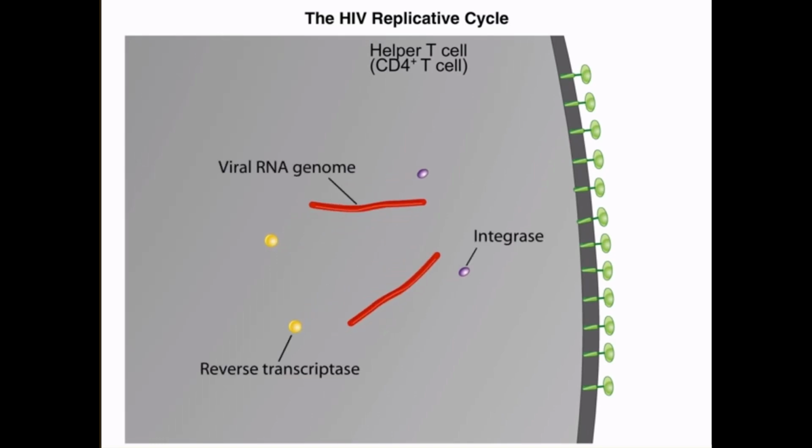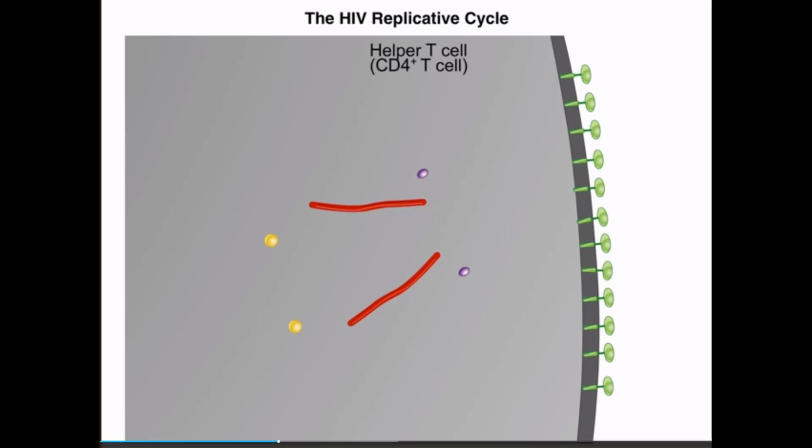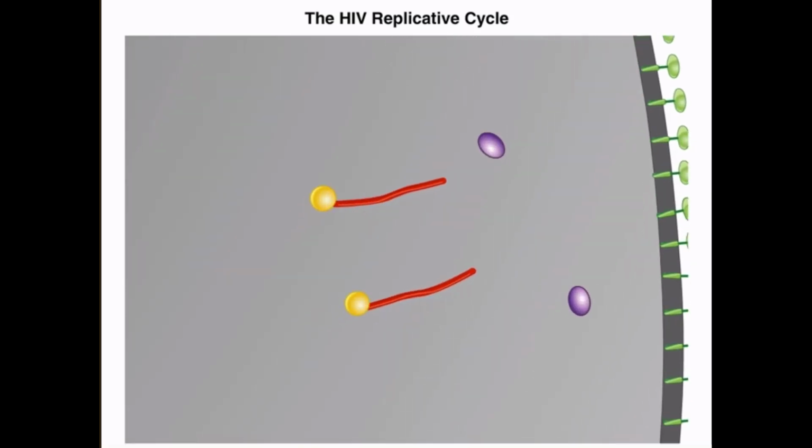Cellular enzymes degrade the viral core proteins, leaving a few viral molecules in the cell cytoplasm, including the single-stranded RNA genome of the virus. Several viral enzymes, including reverse transcriptase and integrase, also remain in the cytoplasm. HIV is a retrovirus, which means that it uses RNA molecules rather than DNA as its genetic material. Using reverse transcriptase, it makes a DNA copy of the two single-stranded RNA molecules it carried into the cell.